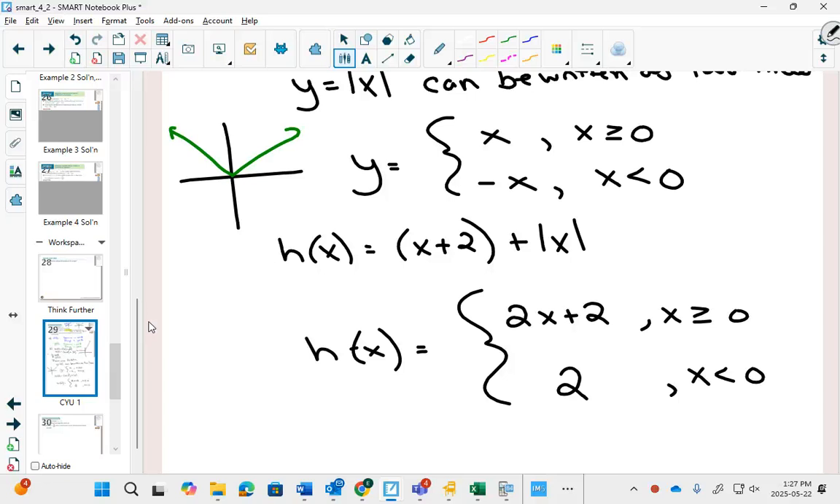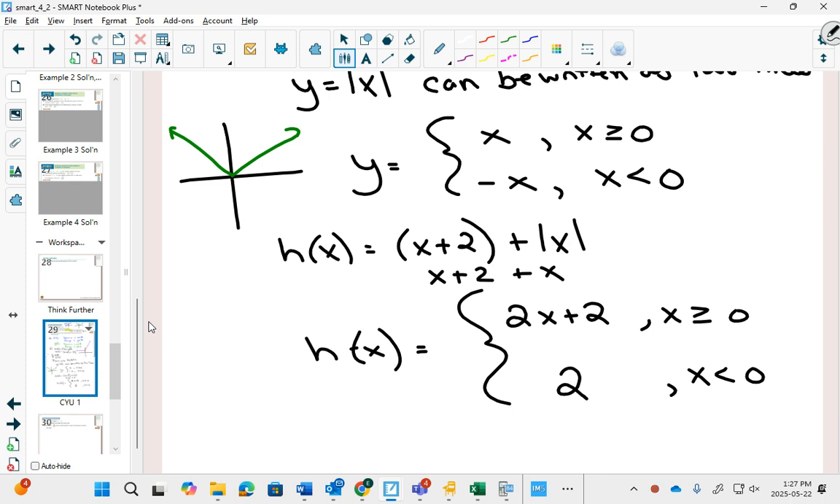How did you get the top one, like 2x plus 2? So if x is bigger than or equal to 0, the absolute value doesn't matter, because if it's a positive number already, I don't need those absolute values. And then those are like terms. x plus x would give me 2x.